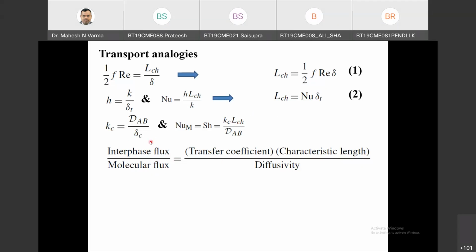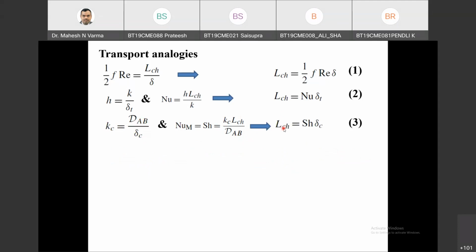So this is the physical interpretation of the mass transfer coefficient, and this is the ratio of interface flux divided by molecular flux, which will give you the Sherwood number. Again, here delta C will be equal to Kc divided by DAB. Not that; delta C will be equal to DAB divided by Kc. Rearranging the equation, I will get the characteristic length equals Sherwood number into delta C. This is the momentum transfer boundary layer thickness.